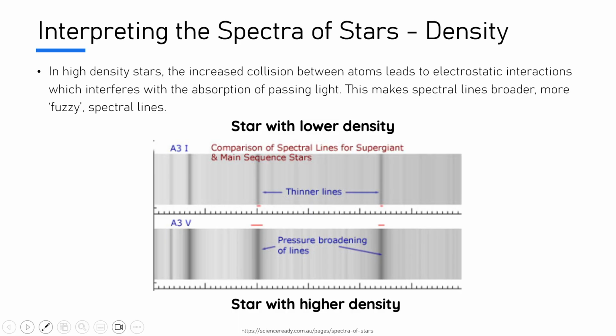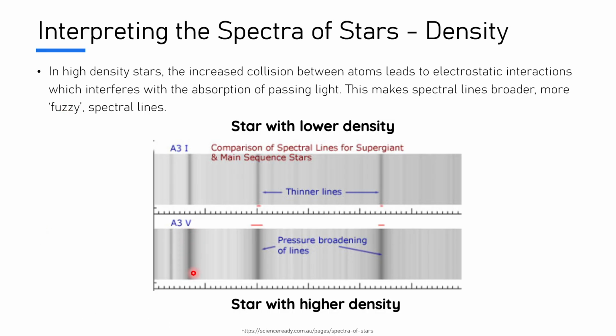The last thing that we can interpret from the spectra of stars are their density. In those high density stars, what you're going to find is on the outer edges of the star, as the light's trying to pass through, there's going to be lots of collisions between atoms, leading to lots of different kinds of electrostatic interactions that is going to interfere with the light that's passing through and the types of light which are being absorbed by the matter of the star. What that means is you're still going to get spectral lines, but they are going to be broader, and particularly they kind of become a little bit fuzzy on the edges.